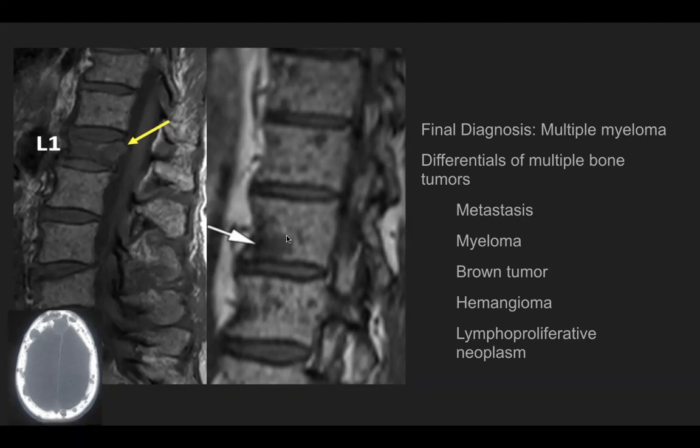So this is a diagnosis of multiple myeloma. Now, whenever you see multiple bone tumors, always think of those tumors which have a tendency to occur in multiplicity, and those tumors include metastasis, myeloma, brown tumors, hemangioma, and lymphoproliferative tumors such as lymphomas.